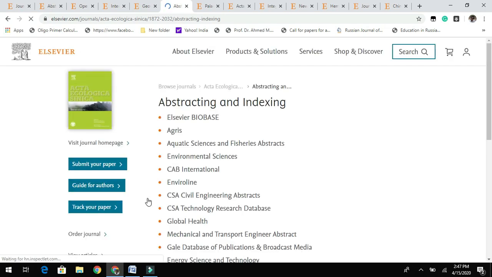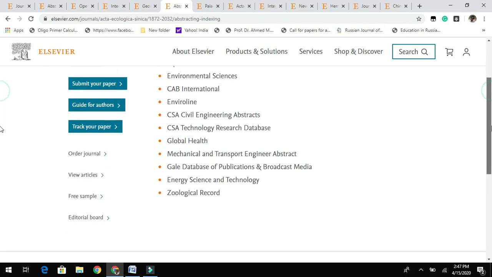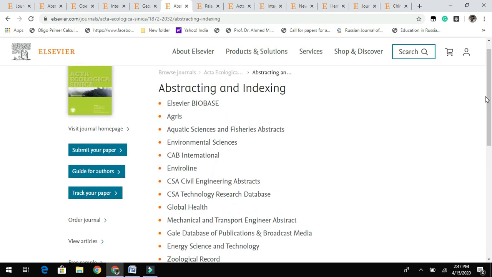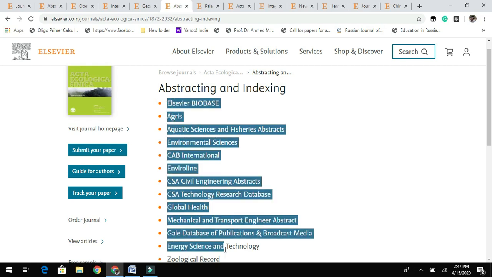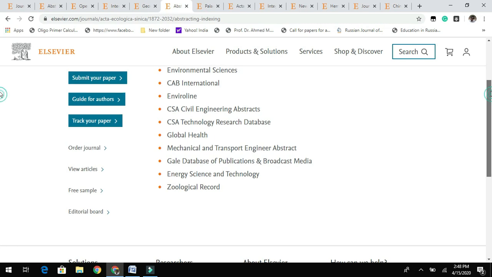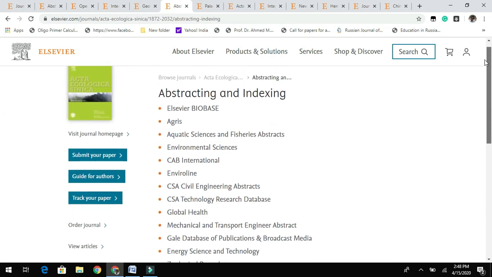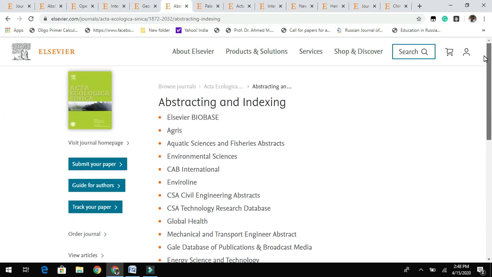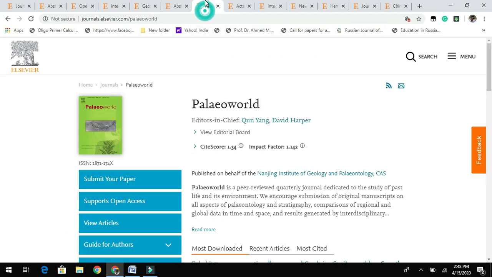If your research is related to ecology or environmental studies, then you can choose this journal. So you have here a reputed abstracting and indexing database, but it is yet to get its Scopus and SCI, but it is a very good journal. You can easily publish without any article processing fee.